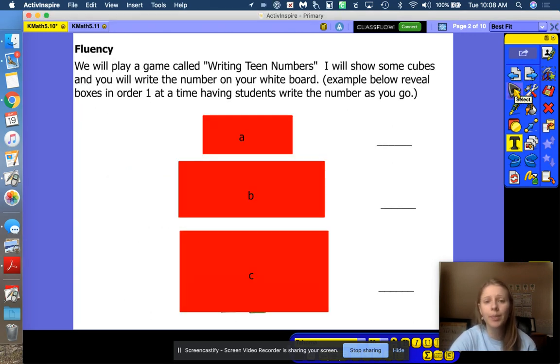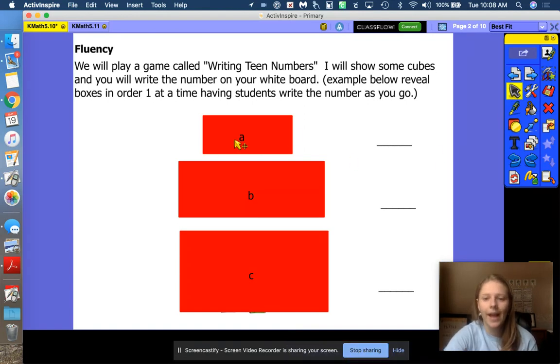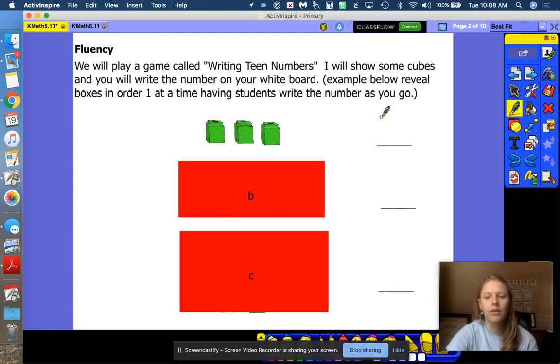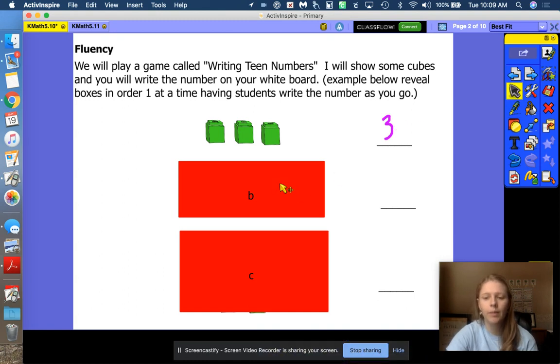All right, but first we're going to play a game to warm up our math skills, and we're going to be writing teen numbers. I'm breaking it down for you so that you can easily see the parts that make up teen numbers. So let's go ahead and take a look at what's underneath square A. How many cubes do you see? Good, 3. You can write 3 on your board. You can just do the numerals, or you can draw the picture, 3 squares, and draw the number. Write the number, okay? However you want to follow along.